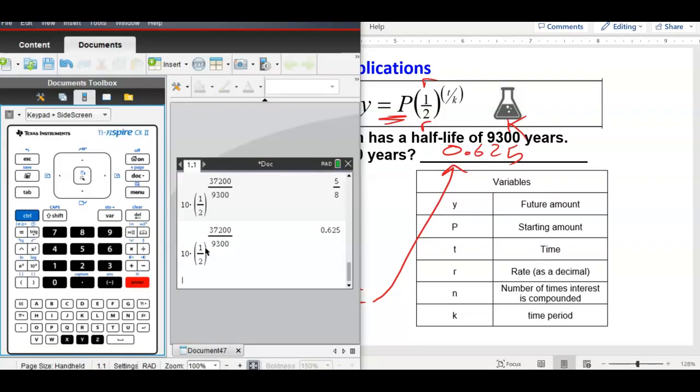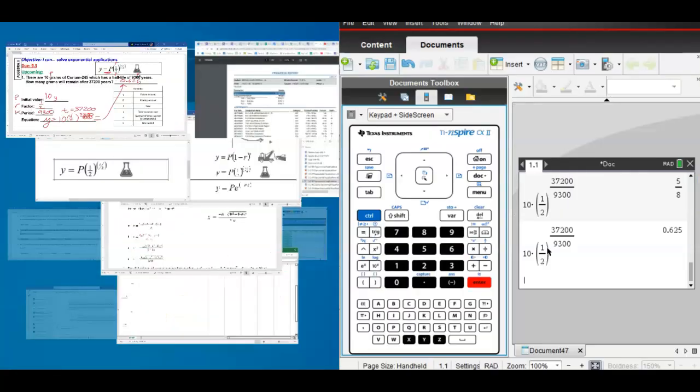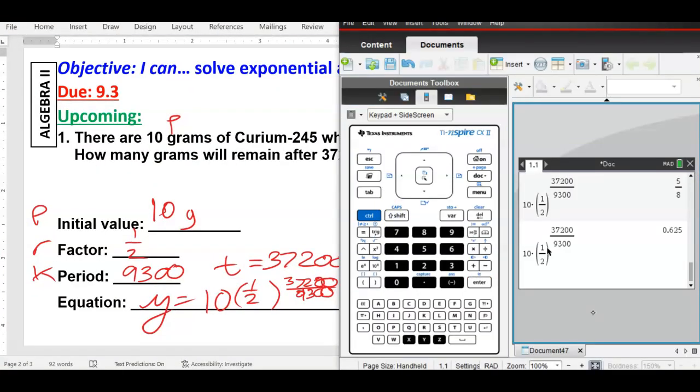How do you type this in? Okay, you start with the 10, that's easy. Parentheses. The half is Control-Divide, 1/2. Now, to get up here, you do caret, and then Control-Divide to make a fraction up here. So caret, Control-Divide, 37,200 on top, 9,300 on the bottom. All right. Cool.